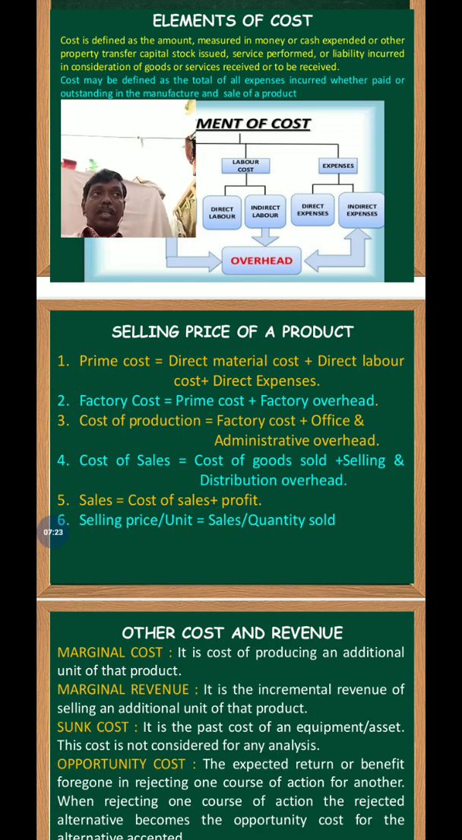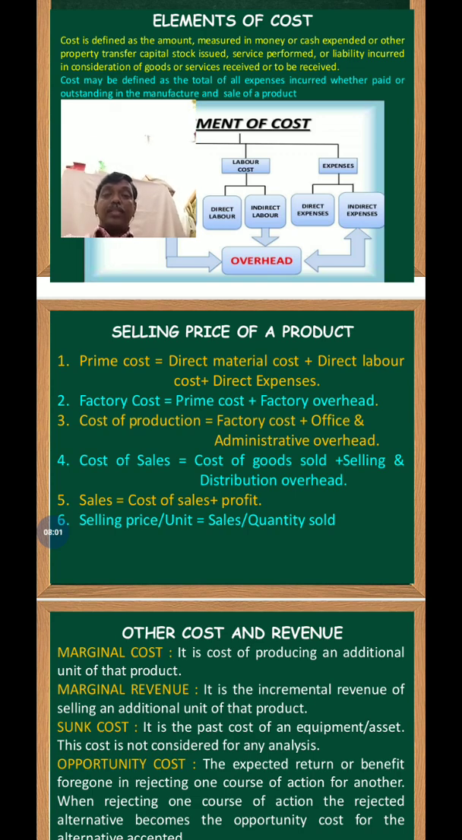Office clerks and office materials are incurred in the office administrative overheads. Cost of sales means the cost of goods sold plus selling and distribution overhead. What is meant by distribution overhead? The distribution overheads include advertisement cost, godown cost, and marketing people's salary. These are incurred in the selling and distribution overhead. If you give a discount for your product, that is also incurred in the selling and distribution overhead.